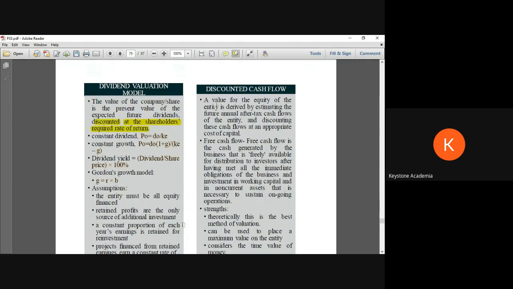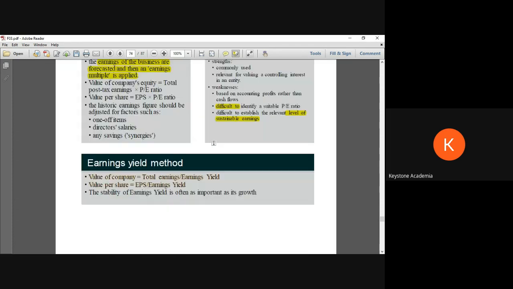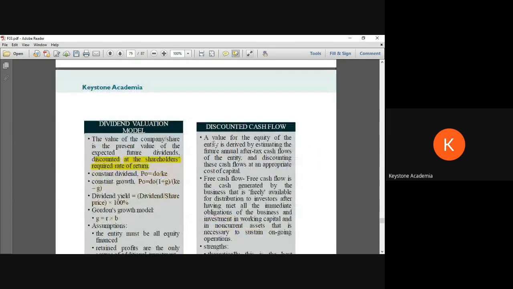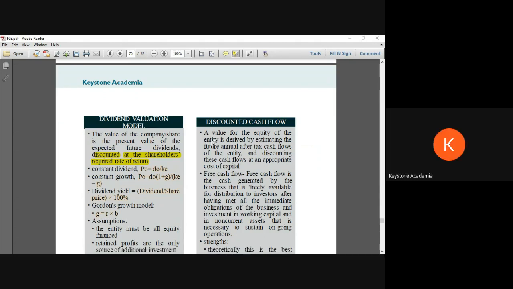Discounted cash flow is similar to that. The value of the equity of the entity is derived by estimating the future annual after tax cash flows of the entity and discounting this. Anyways, you can just think of 3 years. That's fine. One is asset based, earning based, and dividend based valuation. Is the discounted cash flow just looking at the NPV? Yes, kind of.